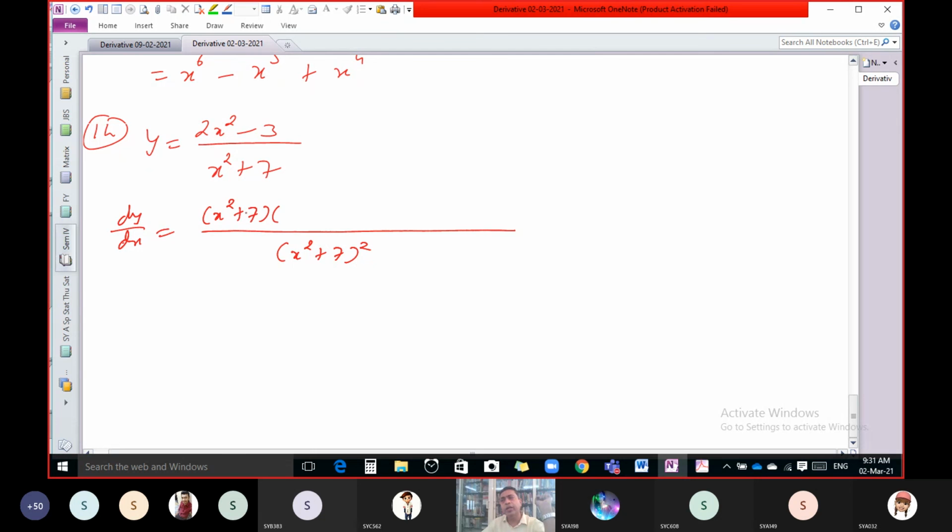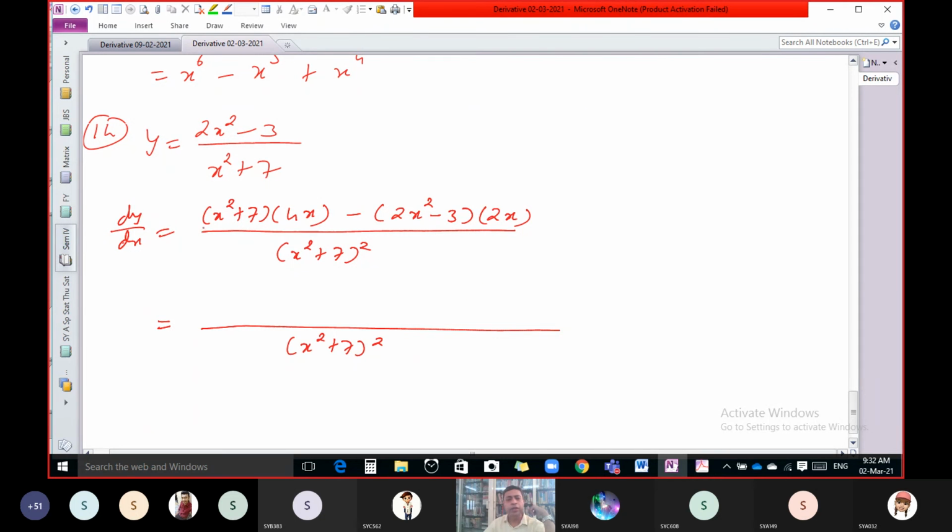Into, now derivative of numerator. What is derivative of numerator? 4x, correct. Then plus sign or minus sign? Minus sign. Okay, then this 2x square minus 3, into 2x. 2x, correct. Okay, now simplify numerator. Keep this denominator as it is.